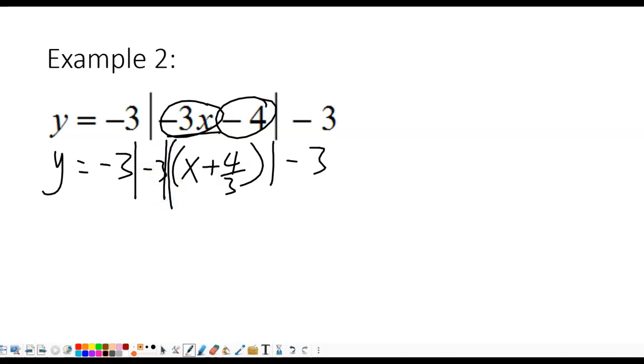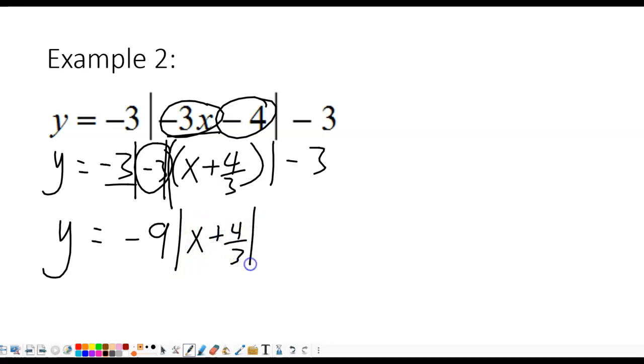So there's that. Okay. The next thing that we did after we divided out the 3 was we separated that negative 3 from the other one in two separate absolute value things. We take the absolute value of negative 3, which is 3, and we multiply it times the front. So now we have negative 9 absolute value x plus 4 over 3 minus 3. So that's the first thing you do.